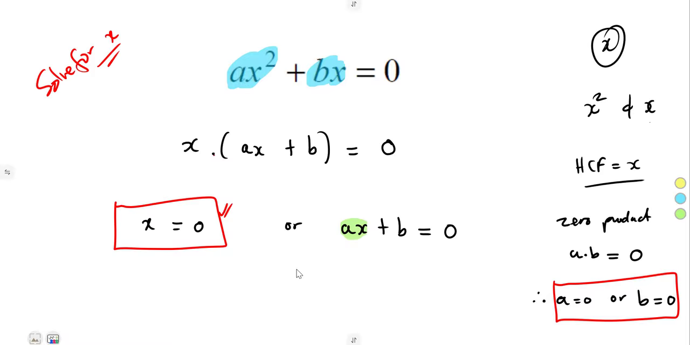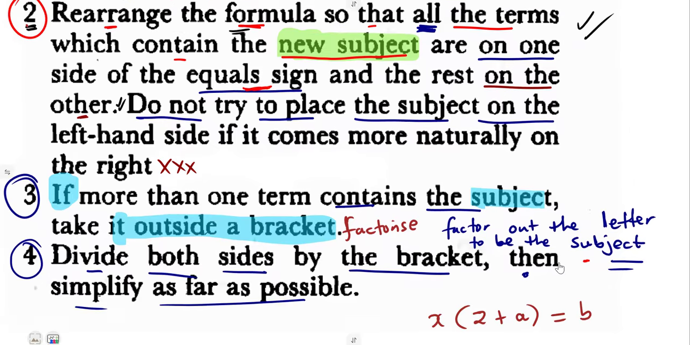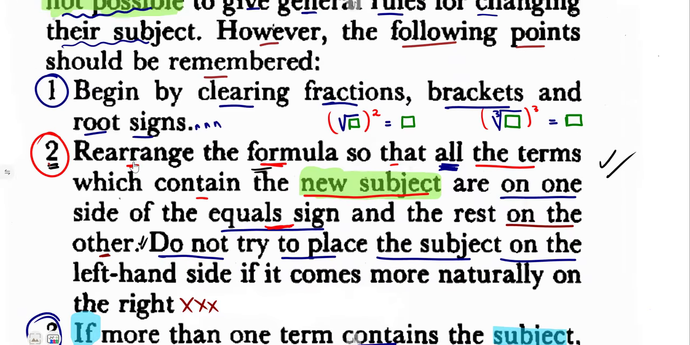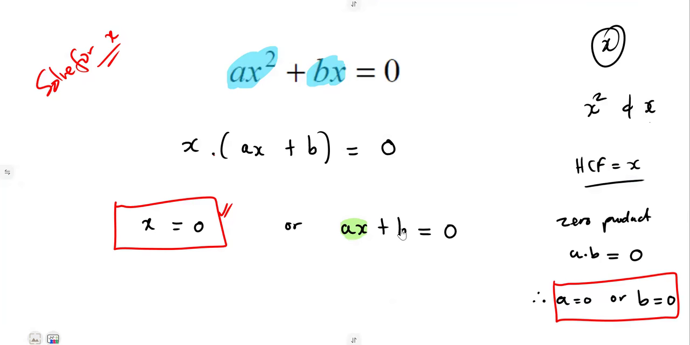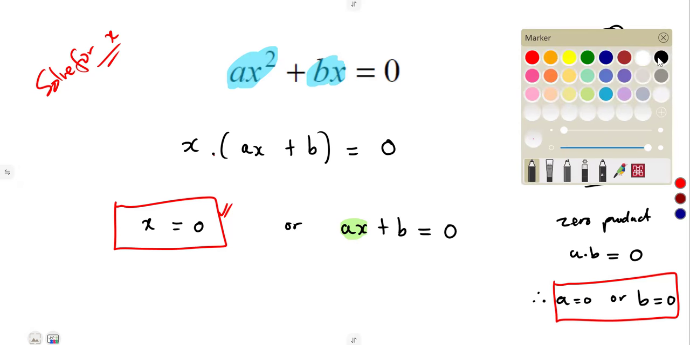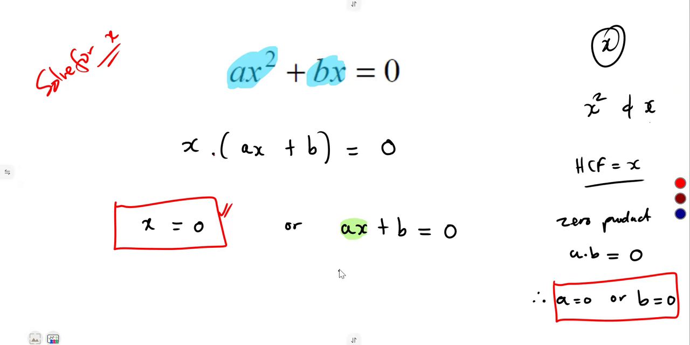So we are back now to number 2. Rearrange the formula so that all the terms which contain the new subject are on one side of the equal sign. Because there are other terms, like b, another term where we do not have x, we must leave the term with x on one side of the equal sign. So let us rearrange. Ax is the only term which contains x.